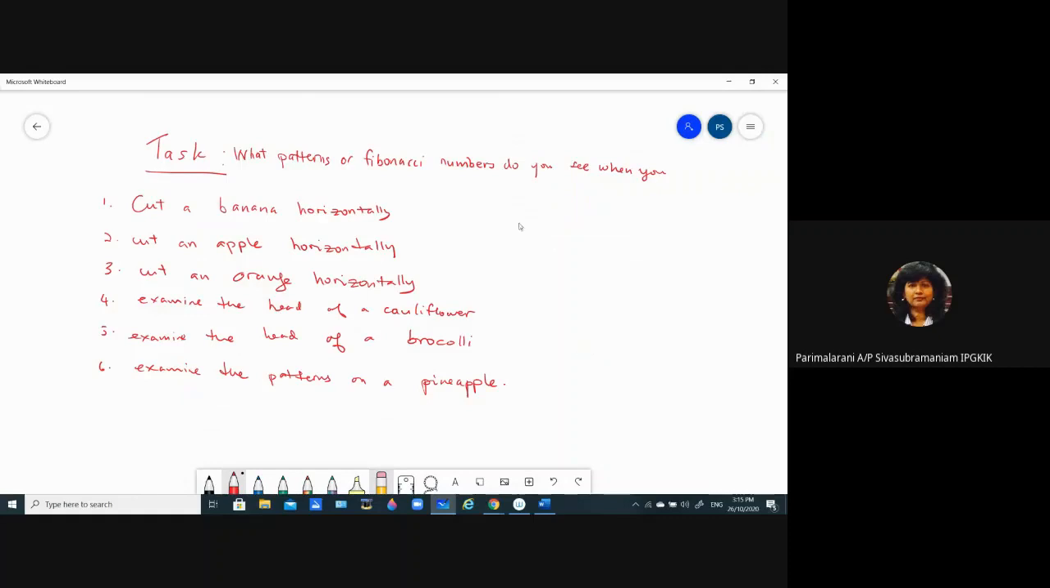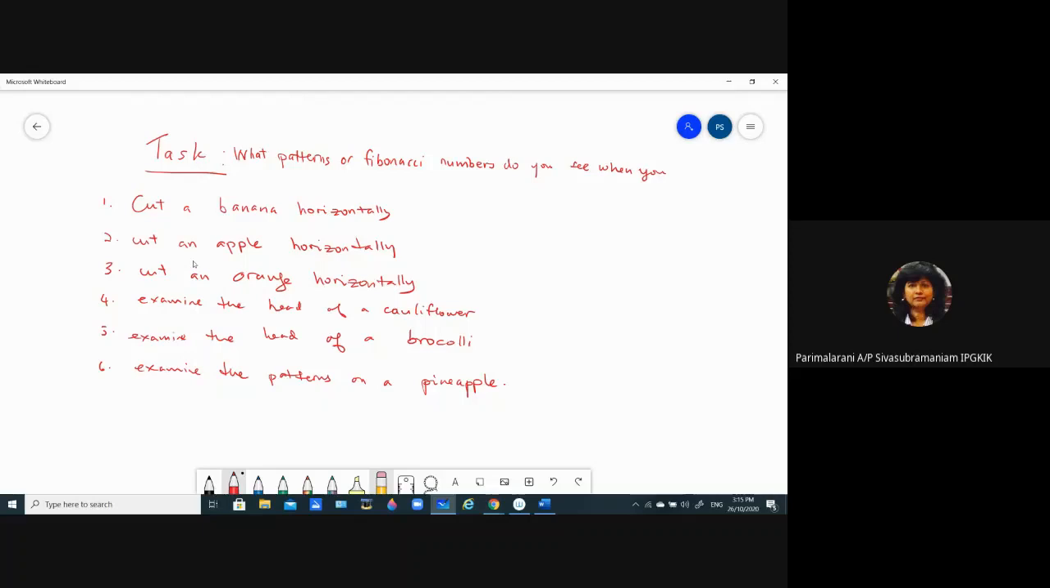Your task is, what patterns or Fibonacci numbers do you see when you cut a banana horizontally? I hope you have one in the house. If you don't have, whenever you get it, you try it. Take a banana and cut it horizontally and look at the pattern. Once you cut it horizontally, cut it again and again and see the same pattern is there. And then try it on a few different types of bananas and see if you see the same pattern.